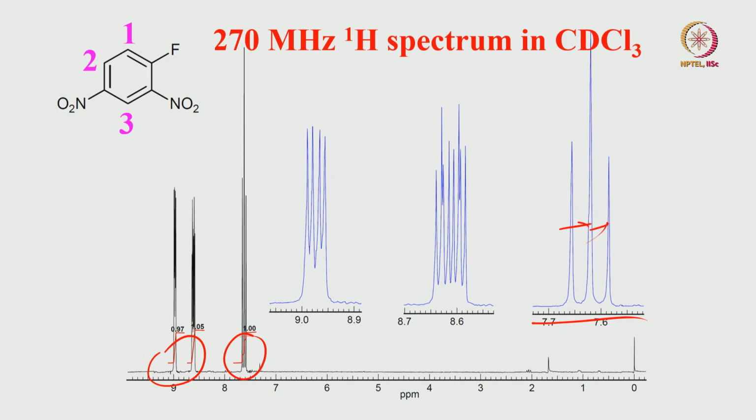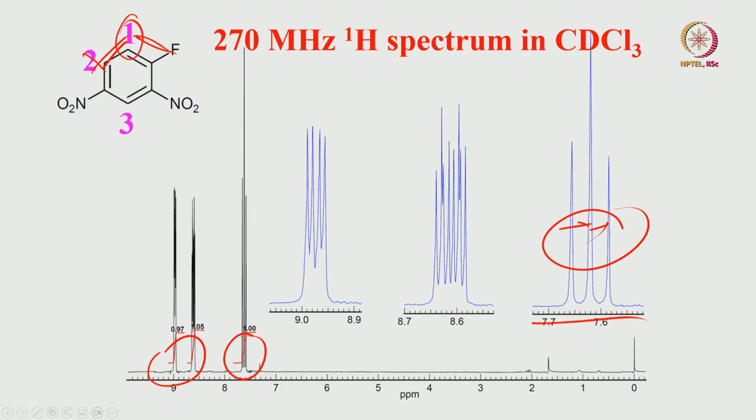What could this be? I would say this proton has two ortho couplings, with a proton and with fluorine. By the way, mind you, ortho coupling in benzene with proton and fluorine have similar values. Ortho coupling between protons in benzene is 8 hertz, and fluorine is also around 7 to 8 hertz. Generally they have similar strength. So this coupling and this coupling are identical, and I would say this triplet corresponds to proton 1. That is my assumption.